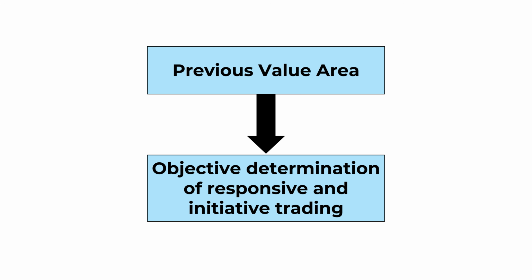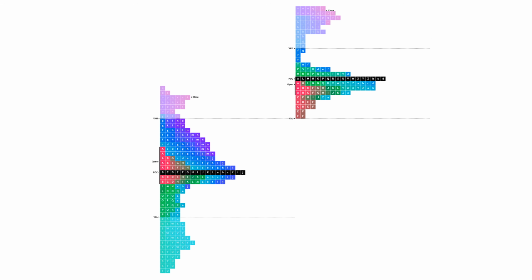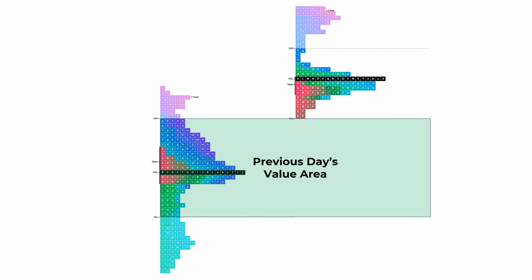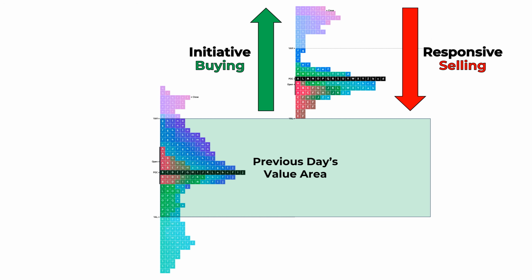In this image, we have two consecutive profiles. Our objective reference point is the previous day's value area, like we can see here. We can define responsive and initiative action depending on the location of the current day's profile relative to the previous day's value area. In this case, we have responsive selling trying to bring the market down to the previous day's value area, and we have initiative buying trying to move the market away from the previous day's value area. Notice how the current day finds a strong support at the previous day's value area high.